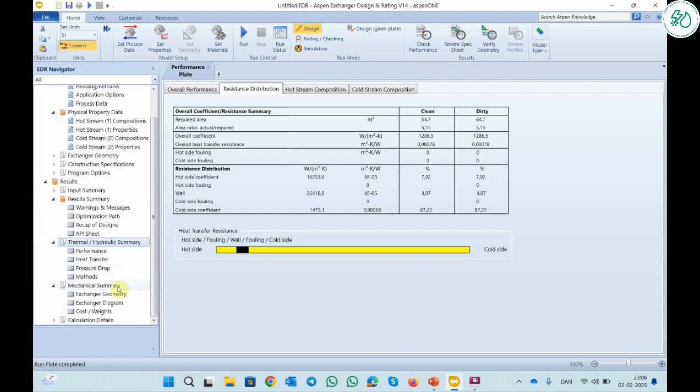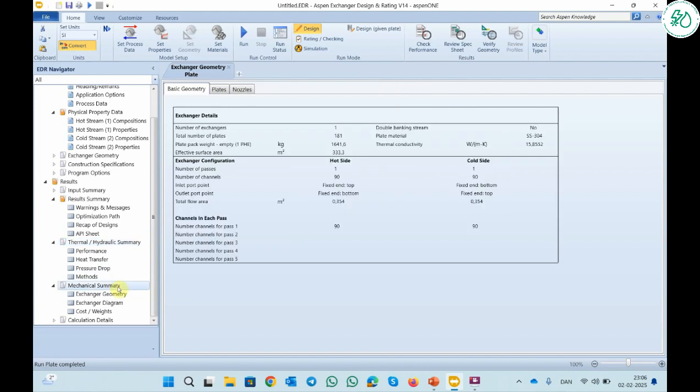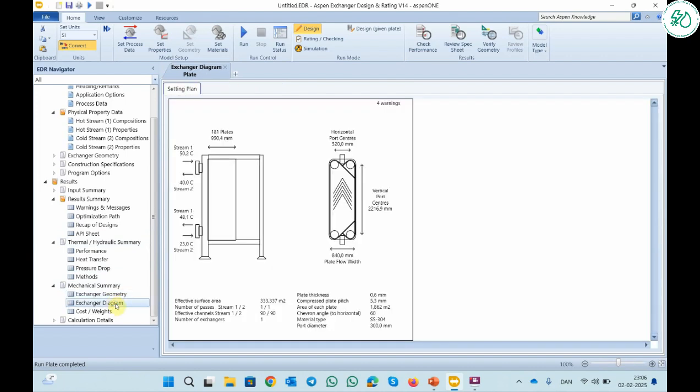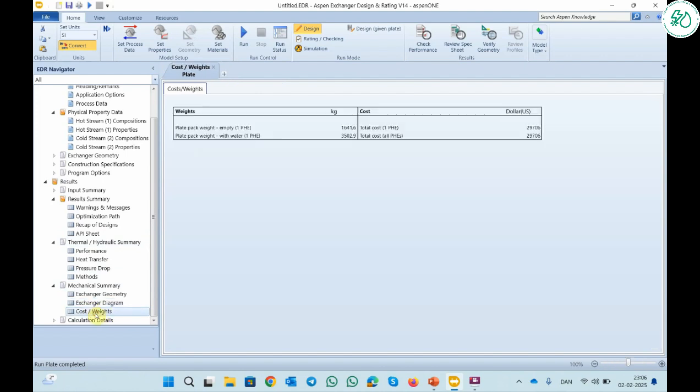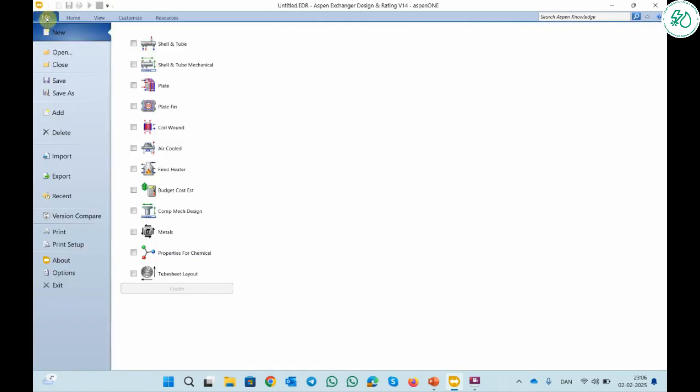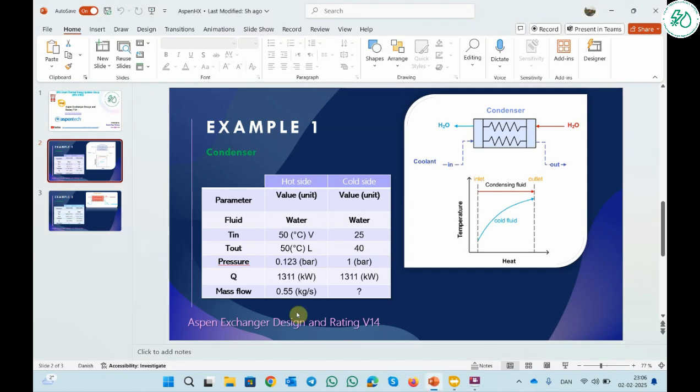Also, other results are the mechanical summary for our software, the basic geometry for the plate heat exchanger. Also, we can see the exchanger diagram for the plate heat exchanger and the cost and weight for this system. Okay, let's go to select another example.